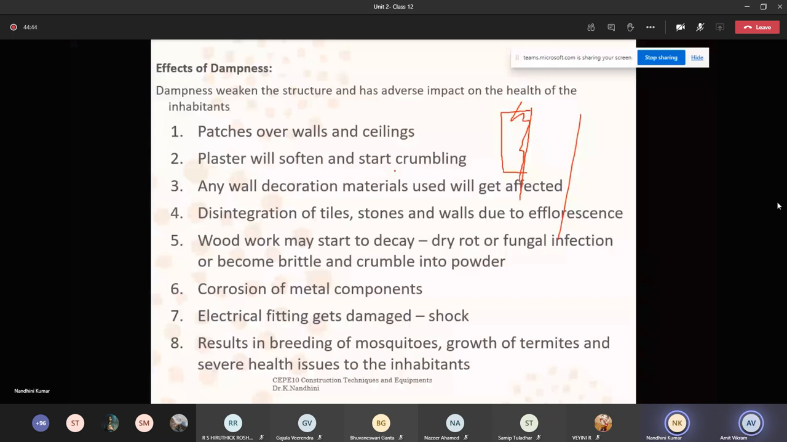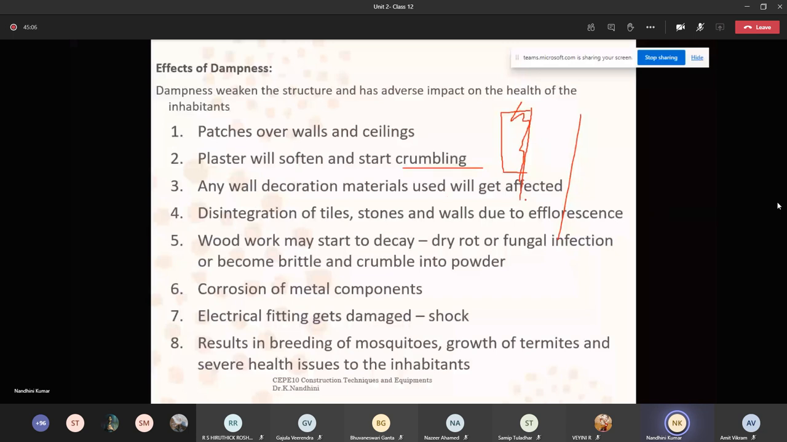Crumbling is nothing but the breaking or falling apart of small pieces, fragments of plaster from the wall. The plastering is going to break and fall into pieces. Any wall decoration materials used will get affected.